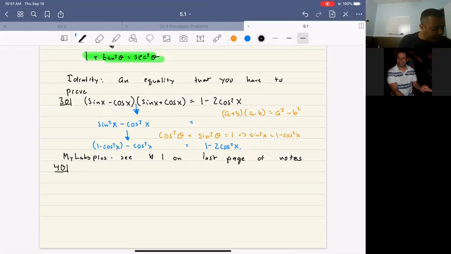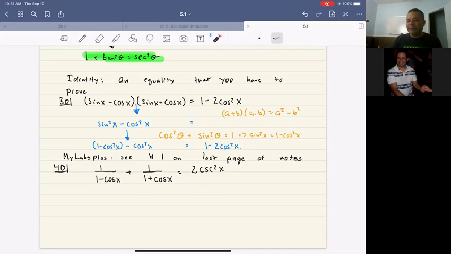Okay, number 40 says, 1 over 1 minus cosine x plus 1 over 1 plus cosine x equals 2 cosecant squared of x. So again, we're going to combine these things together. The first thing we're going to do is decide which side we're going to simplify. I'm going to simplify the left-hand side. It looks more complicated, and that's just how I approach these things.